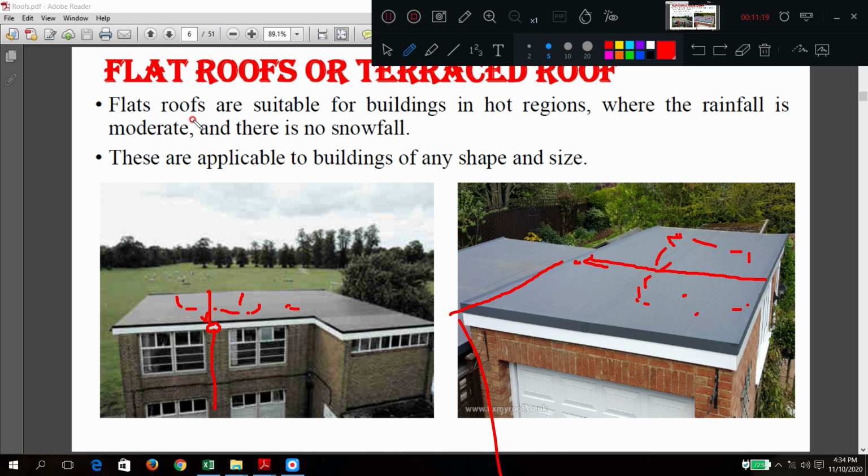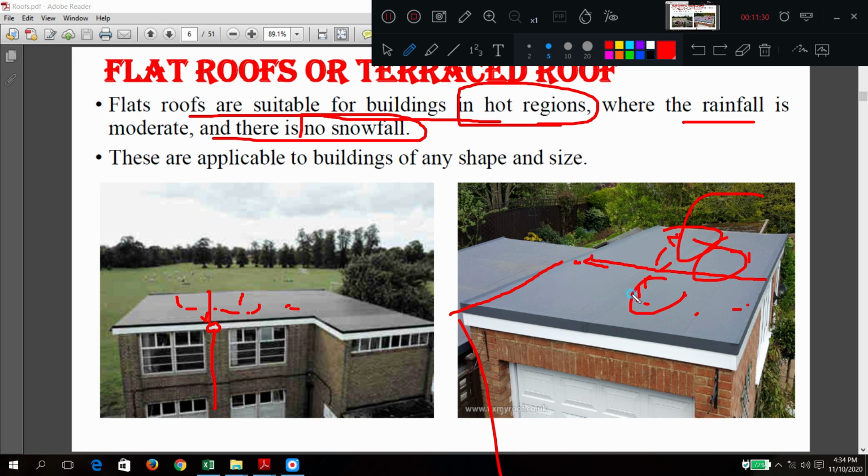Flat roofs are suitable for buildings in hot regions, where there is no rainfall and no snowfall. What will happen if snow is there? It will collapse, because snow contains heavy loads. Snow is a heavy material. These roofs may have any shape. No problem.